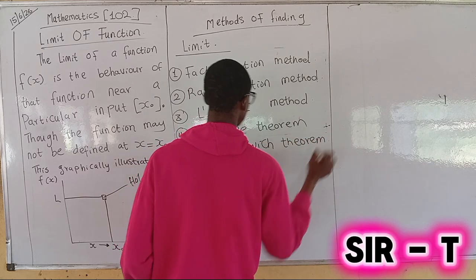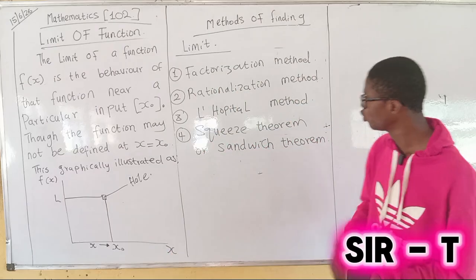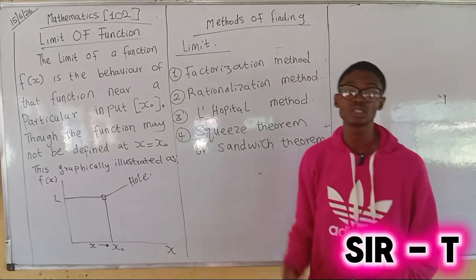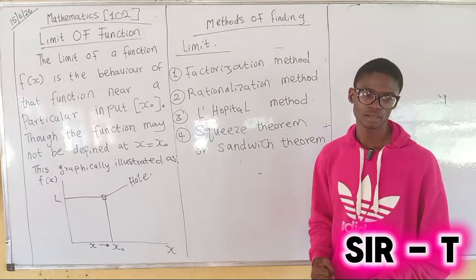So these are the four major theorems or rules or methods for solving limits. We'll stop here for now.